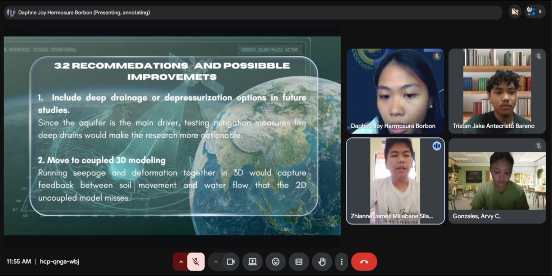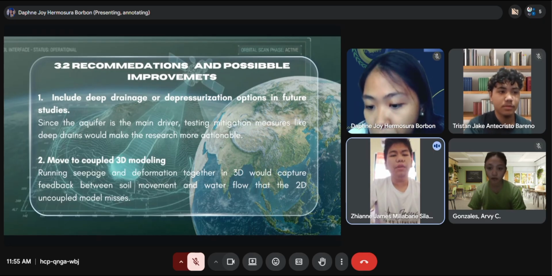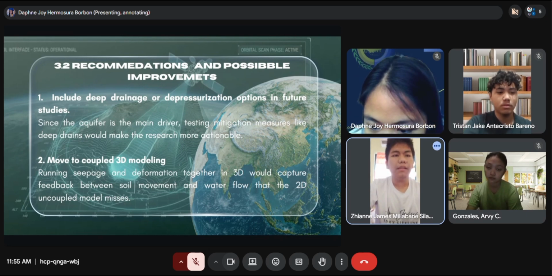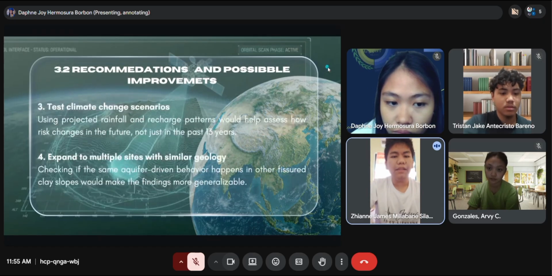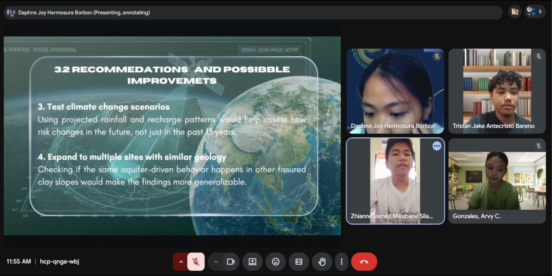On using coupled 3D modeling, right now the model is 2D and uncoupled, meaning the water flow and soil movement are done separately. In reality, those two things actually affect each other. So moving to a coupled 3D model would give a more realistic picture, especially for more complex sites. Next slide, please.